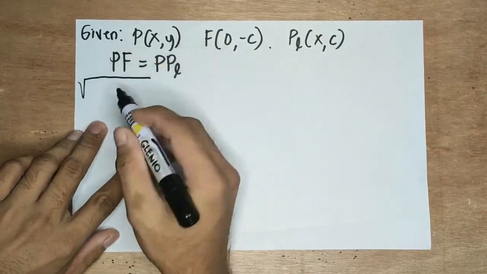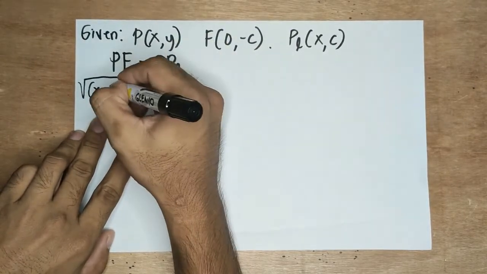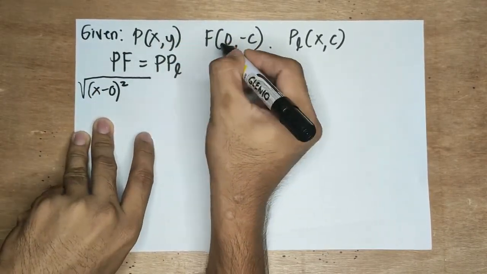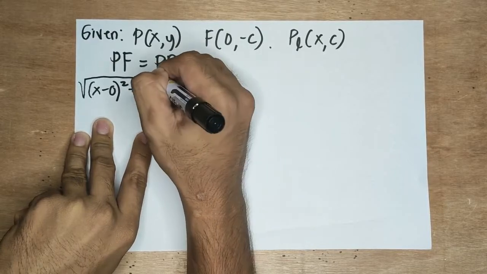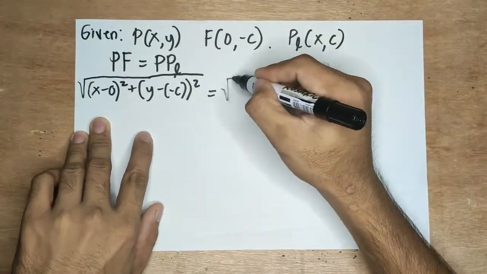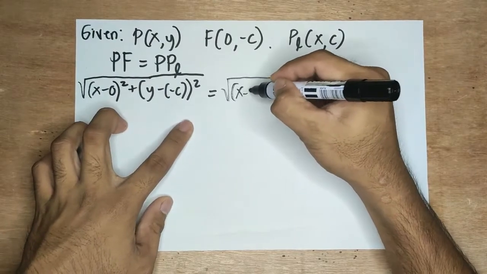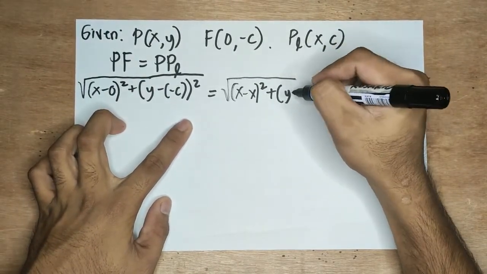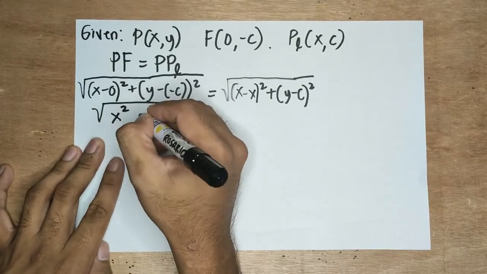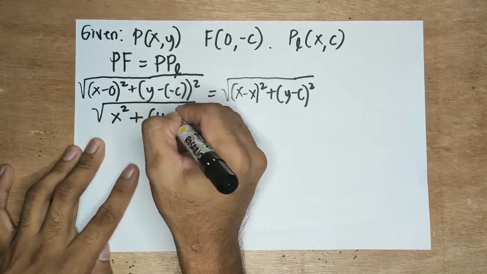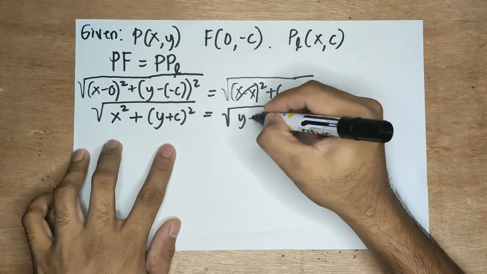We have the square root of (x minus 0) squared, plus (y minus negative c) squared, is equal to the distance between point P and P of L, which is the square root of (x minus x) squared plus (y minus c) squared. Simplifying further, we get x minus 0 squared is x squared, plus negative times negative is positive, so (y plus c) squared is equal to x minus x is 0, so this will be (y minus c) squared.